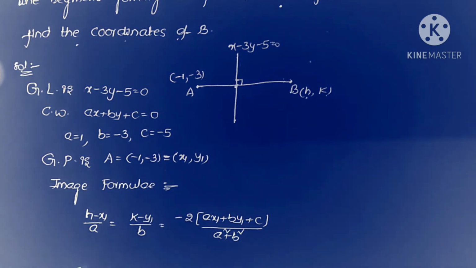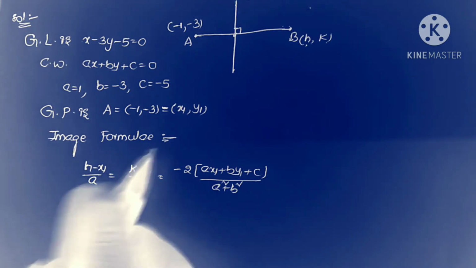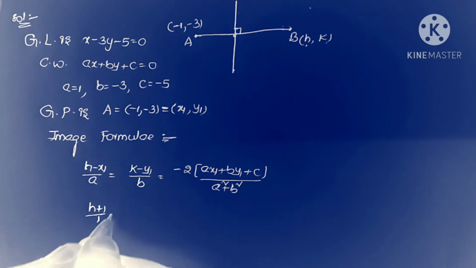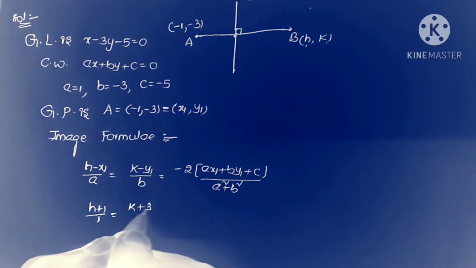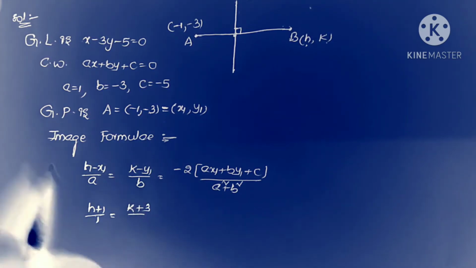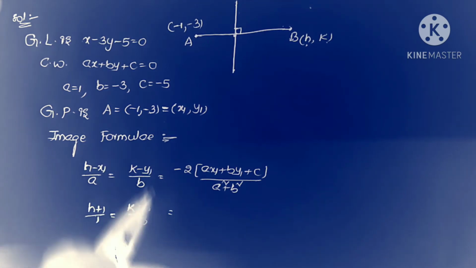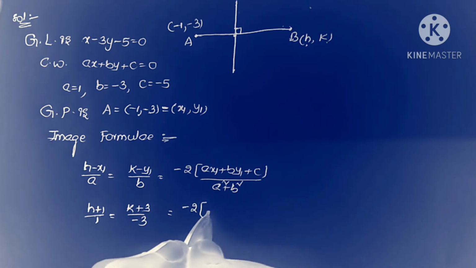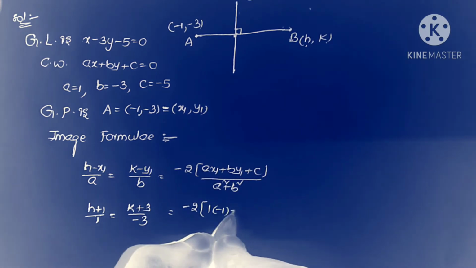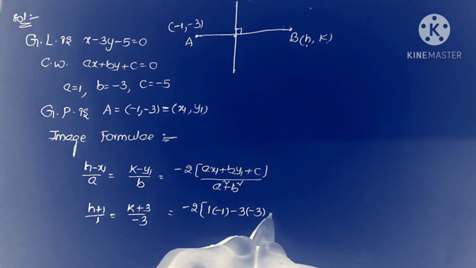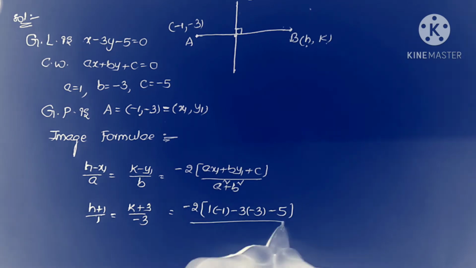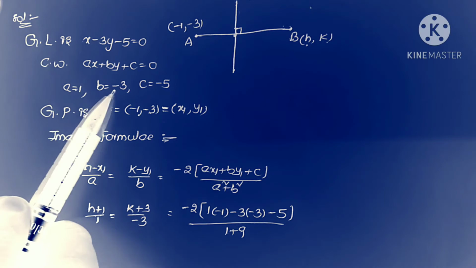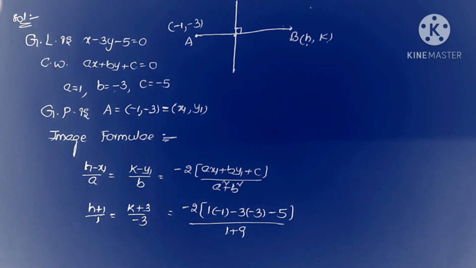Now we are replacing the values. h minus x1, what is x1? Minus 1, so minus of minus gives plus 1, by a value 1, is equal to k minus y1, minus 3, minus of minus gives plus 3, by b value minus 3, is equal to minus 2 into (a x1: 1 into minus 1, plus b y1: minus 3 into minus 3, plus c: minus 5) by a square plus b square: 1 plus 9, a value 1, b value minus 3, b square is 9.